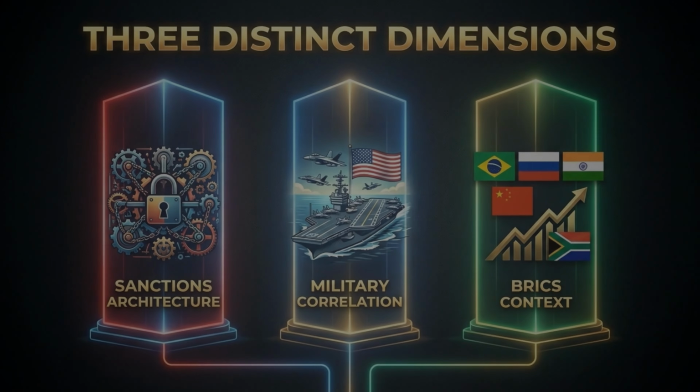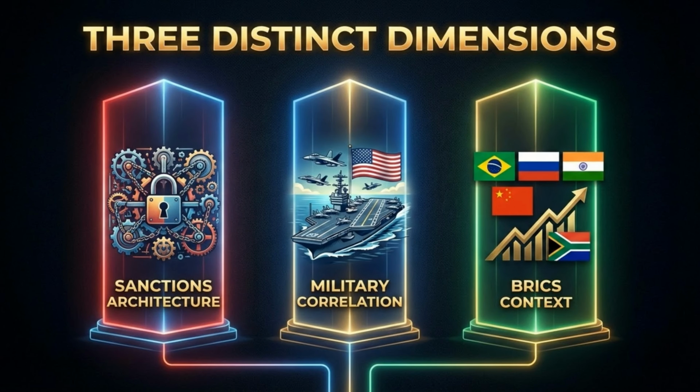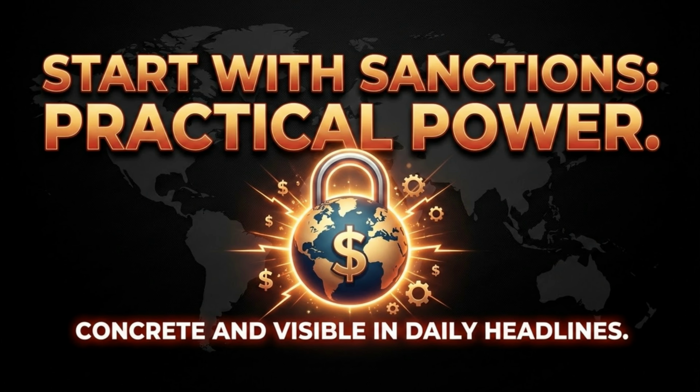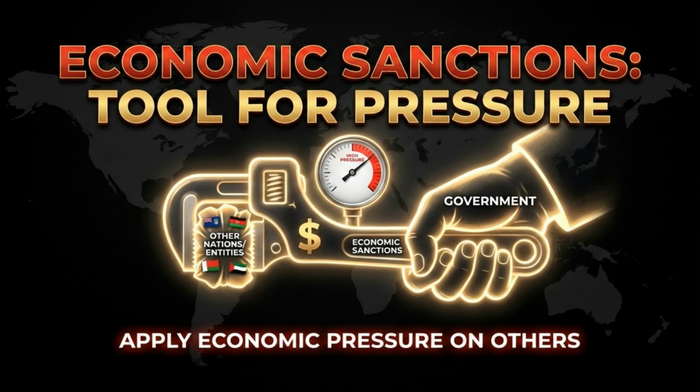To understand how it functions as a geopolitical instrument, we will examine three distinct dimensions: the sanctions architecture, the military correlation, and the BRICS context. Let us begin with sanctions, as this is where the petrodollar's practical power becomes most concrete and visible in daily headlines. Most people know that economic sanctions are a tool governments use to apply pressure on other nations or entities.